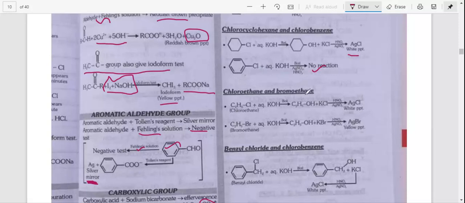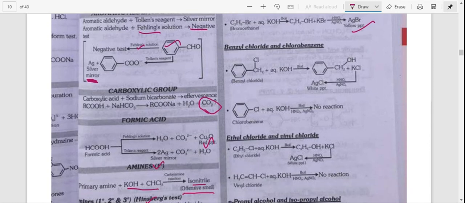Chloroethane and bromoethane. Chloroethane C2H5Cl and bromoethane C2H5Br, when they both react with aqueous KOH, both will give C2H5OH. And when they react with HNO3 and AgNO3, chloroethane gives AgCl, a white precipitate. Bromoethane gives AgBr, which is a yellow precipitate. We already studied that chlorine gives a white precipitate and bromine gives a yellow precipitate.